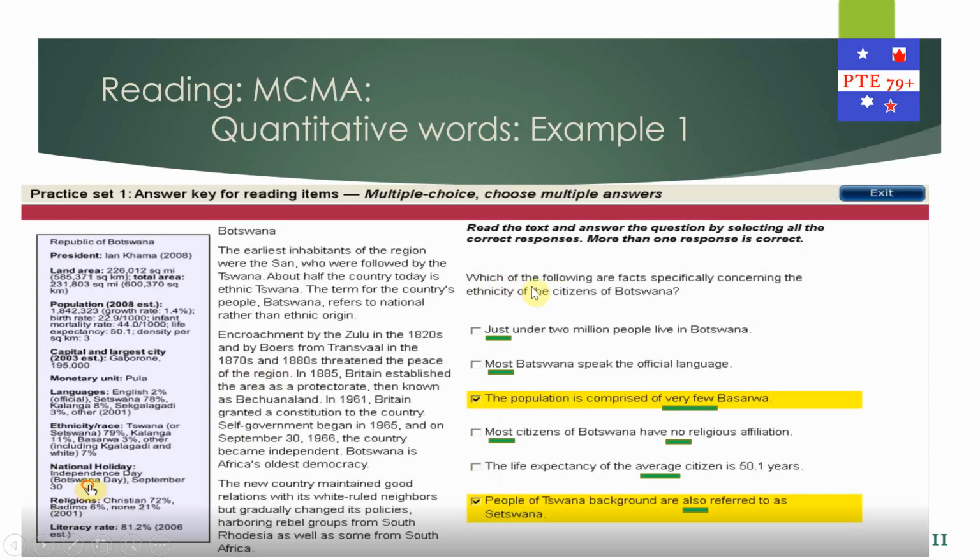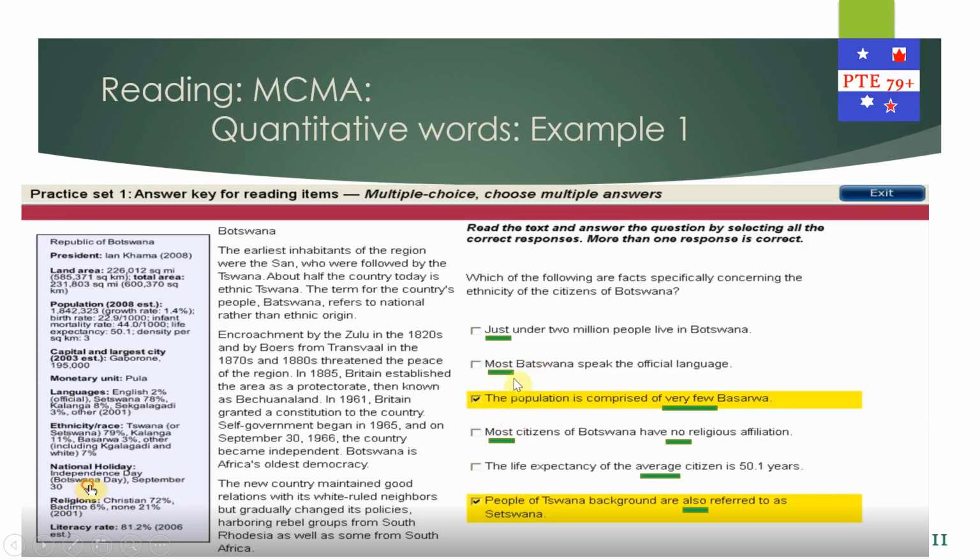And then let's read the question. Which of the following are facts specifically concerning the ethnicity of the citizens of Botswana? That's the question. So they are specifically asking about the ethnicity of citizens of Botswana. Now you understand the question. Let's scan the options. See here, "just" is a quantitative word. Most, very few, most, no, average also. All these green underlines are the quantitative words. So it means the question is trying to trick you into selecting the wrong answer.